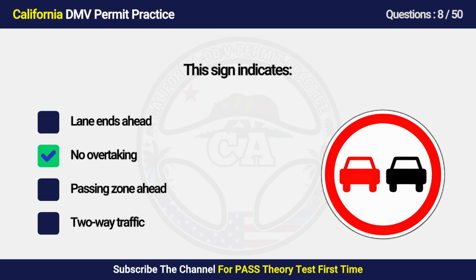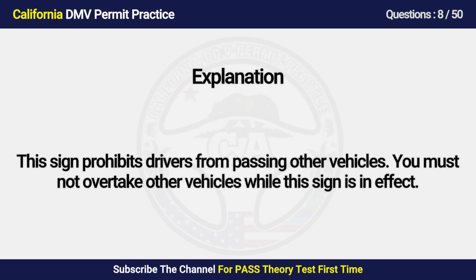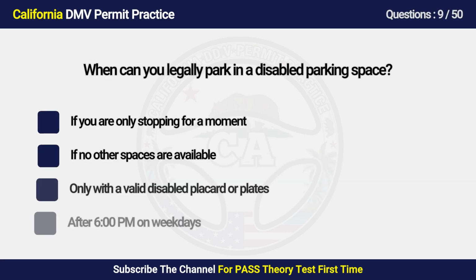Answer is B. No overtaking. This sign prohibits drivers from passing other vehicles. You must not overtake other vehicles while this sign is in effect. Question 9. When can you legally park in a disabled parking space?